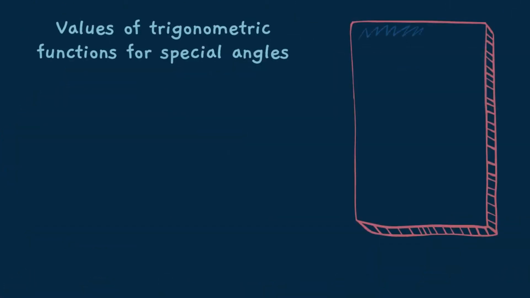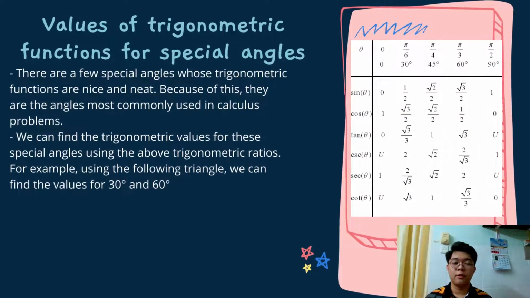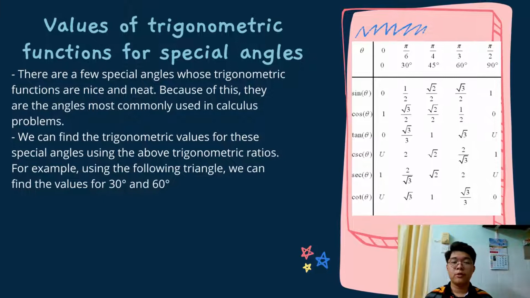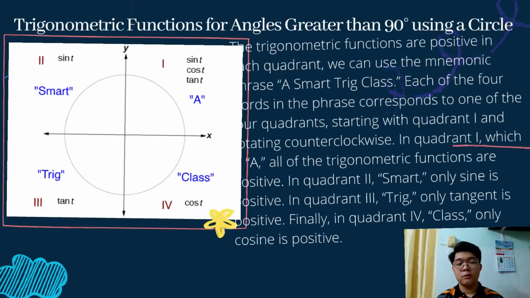For values of trigonometric functions for special angles, there are a few special angles whose trigonometric functions are nice and neat. Because of this, they are the angles most commonly used in calculus problems. We can find the trigonometric values for these special angles using the above trigonometric ratios. For example, using the following triangle, we can find the values for 30 degrees and 60 degrees.